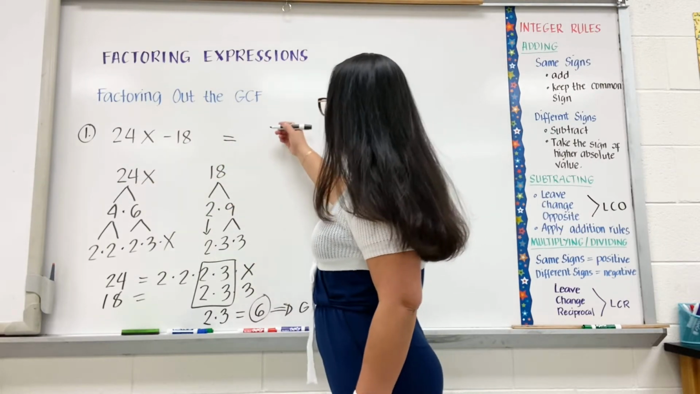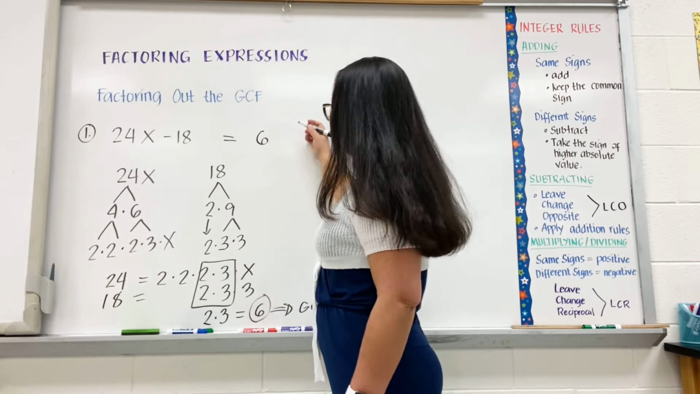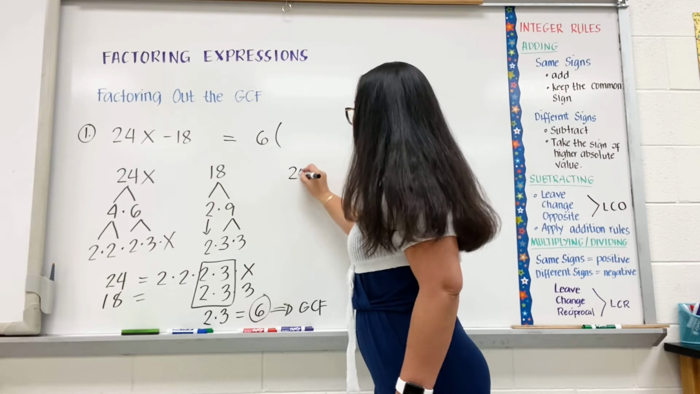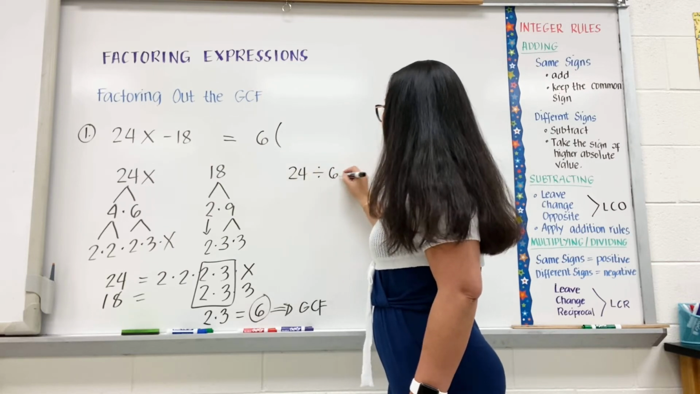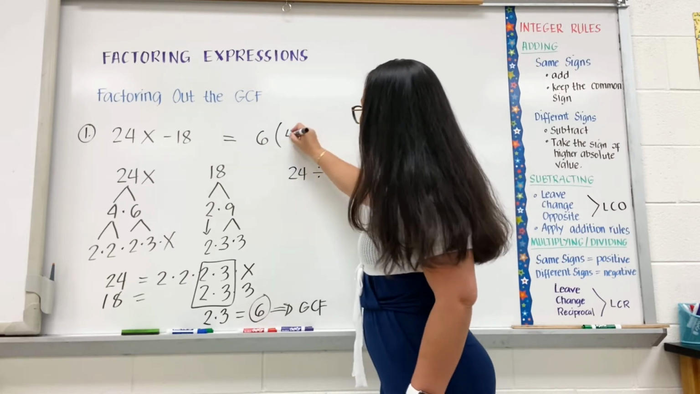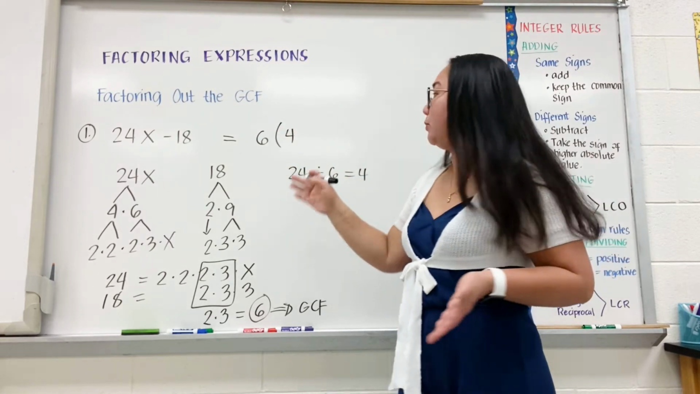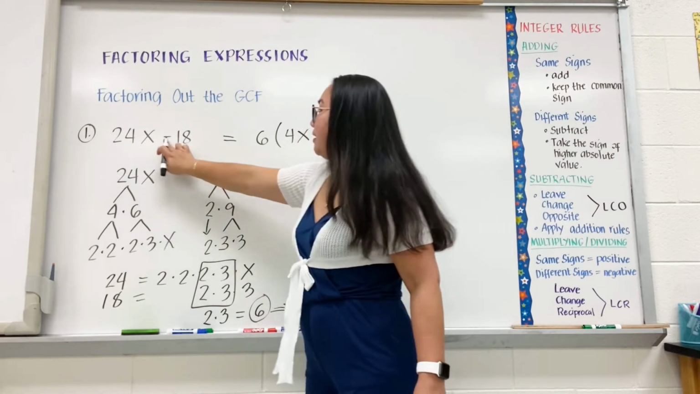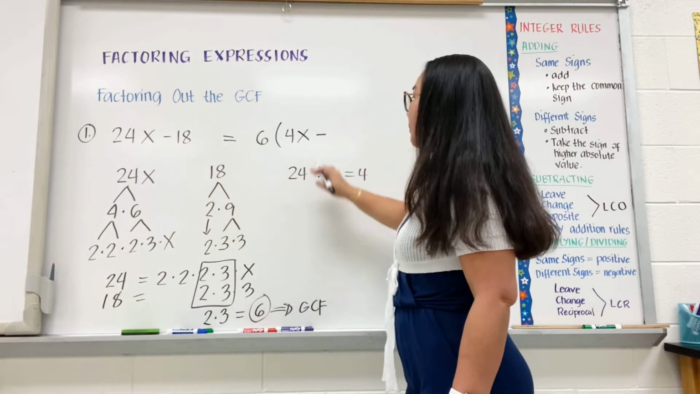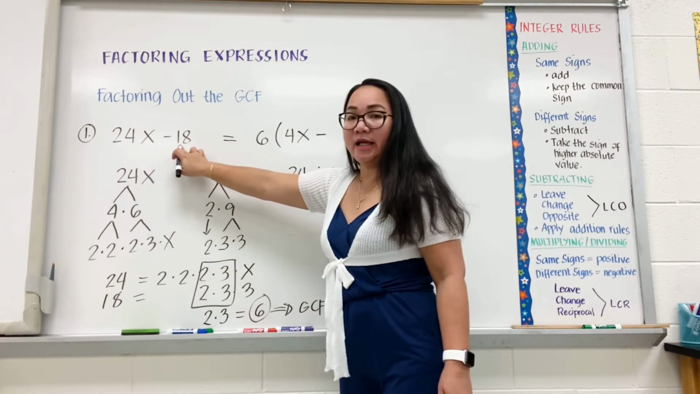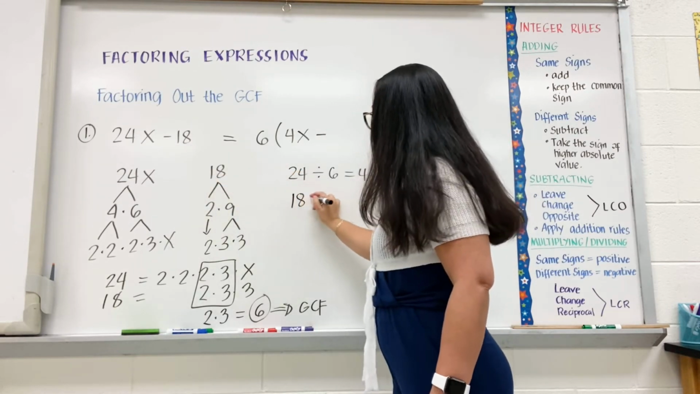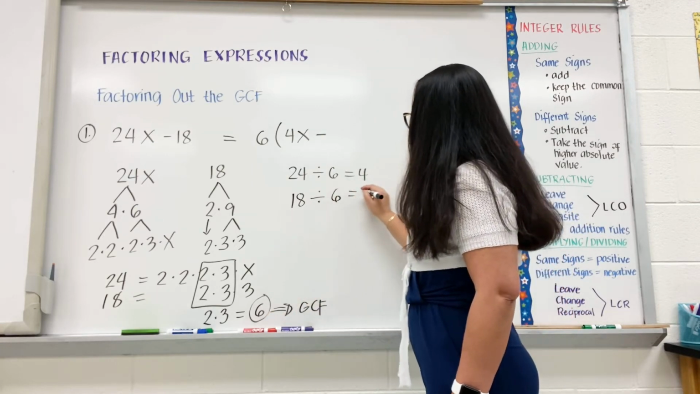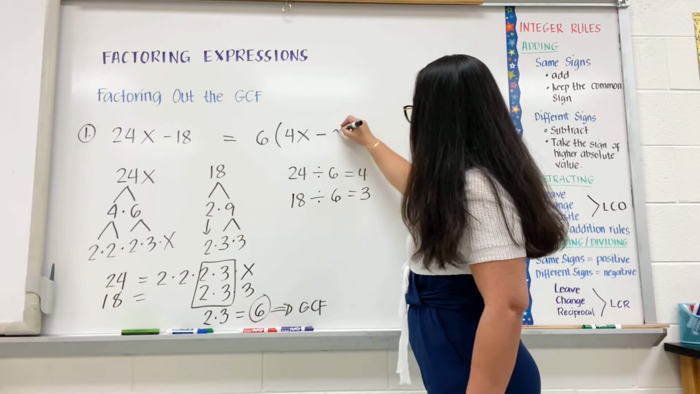So we will write down 6 and then we will divide 24 by the GCF. So that is 24 divided by 6 is 4. So write down the first term inside the parenthesis, which is 4, and then the variable x. Since this is minus, write down minus here. Next is 18. That is the next term. So write down 18 divided by the GCF, which is 6. And that will give you 3.